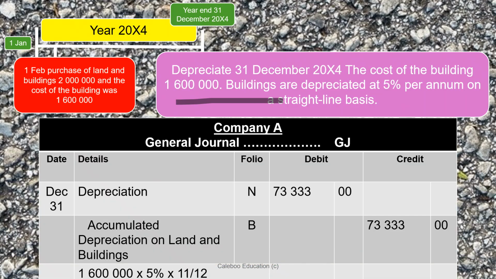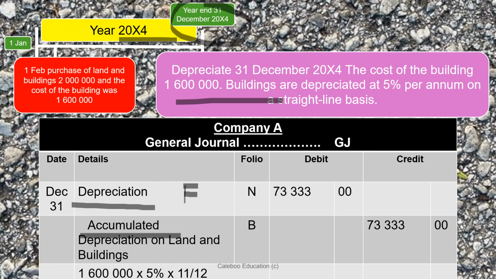There it says again, depreciate at the end of year one, which was, I say, 2024. I'm using that as an example. What account gets debited? Depreciation. And what account gets credited? Accumulated depreciation on land and buildings. So those are two new accounts.